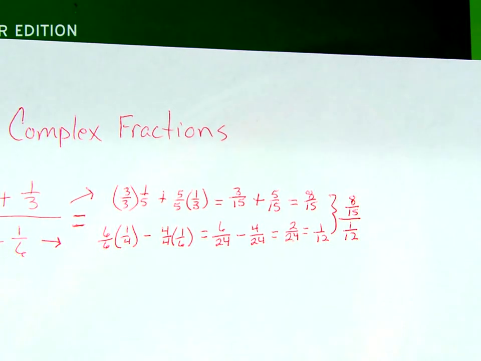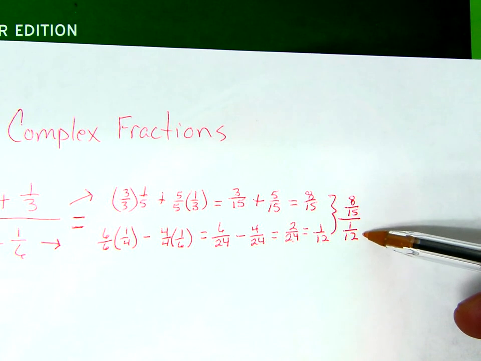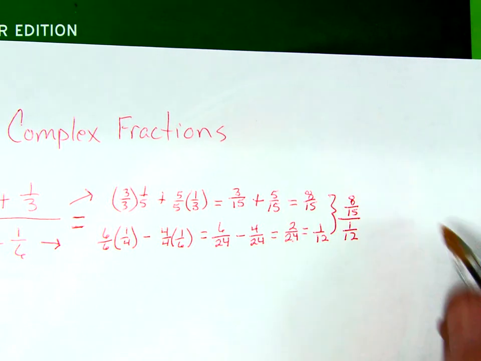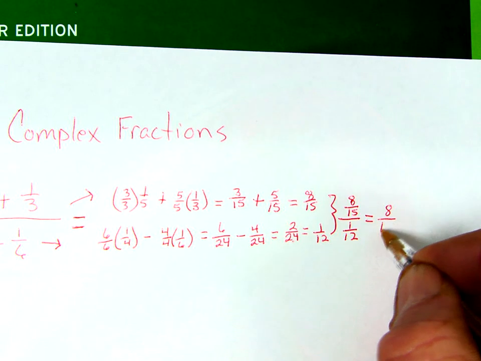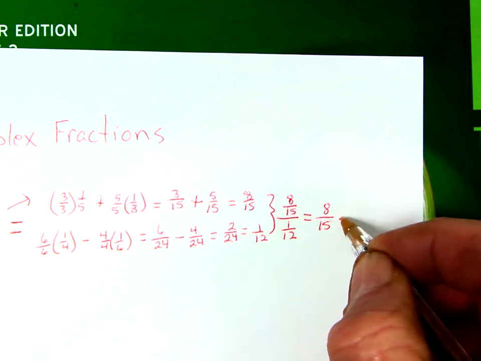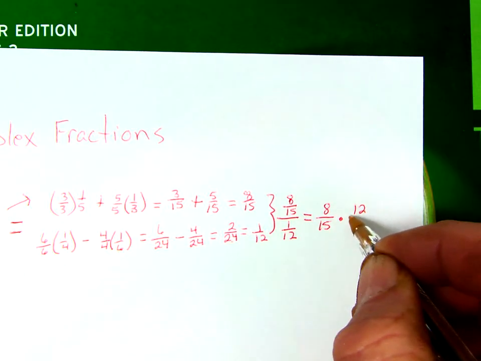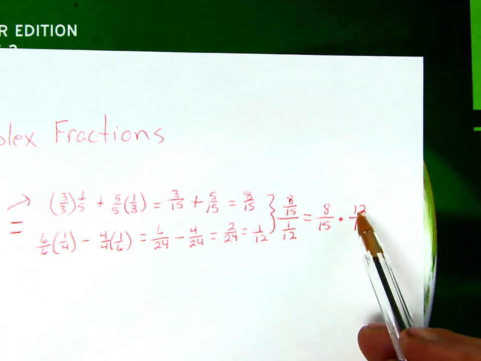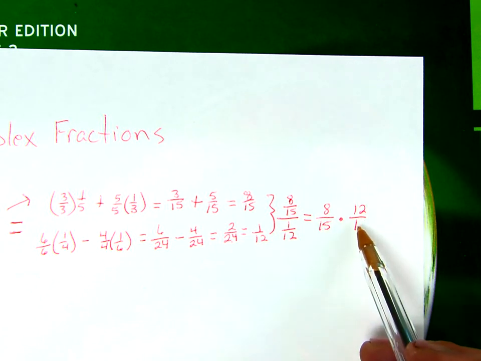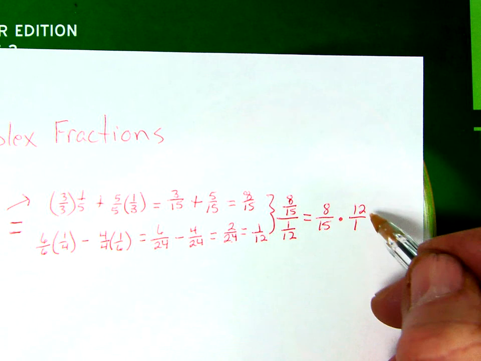What you learned in the 6th grade was when you divide one fraction by another fraction, you invert and multiply. That means you flip the one on bottom upside down and you multiply. So this equals 8 over 15 times 12 over 1. See how we flipped the bottom one upside down, and now we're going to multiply.